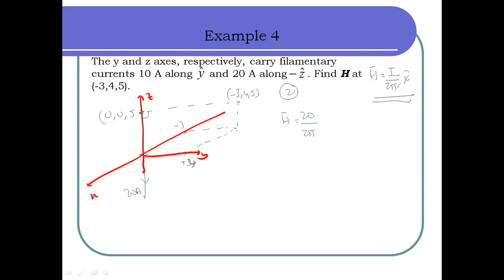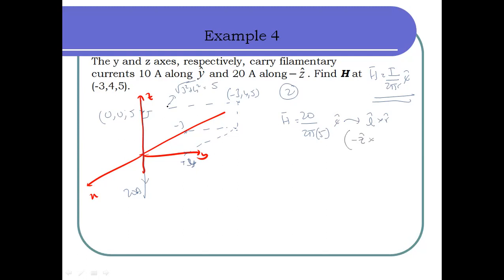So that will give us a perpendicular distance, and based on this, the distance will be equal to the square root of 3 squared plus 4 squared, which equals 5. So 5 is the perpendicular distance from the filament current to the point negative 3, 4, 5. For the phi direction, we need to change it into L cross R. The L is directed downward, so that gives us the negative Z direction.